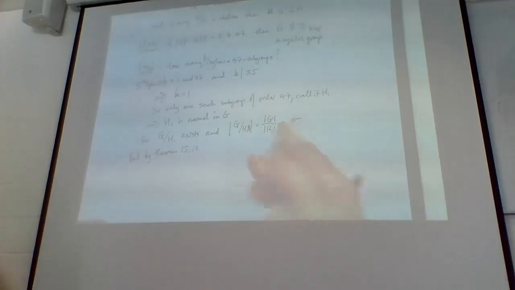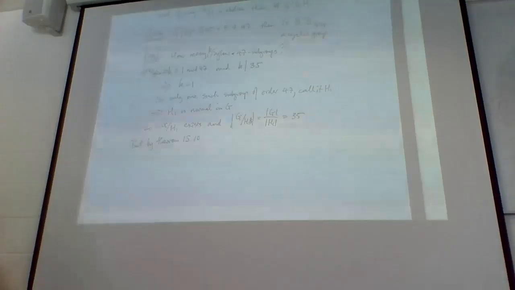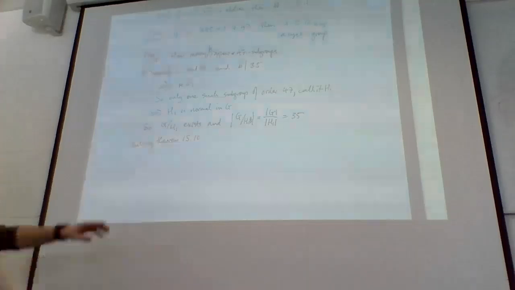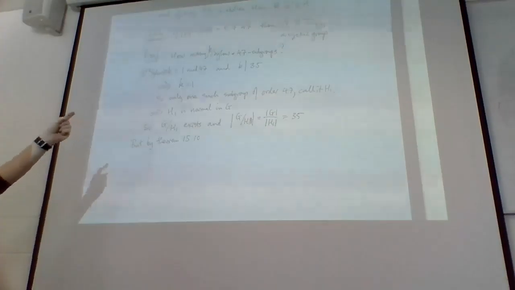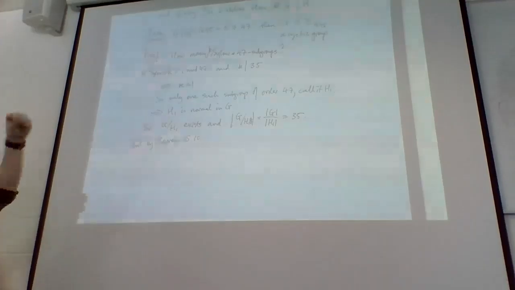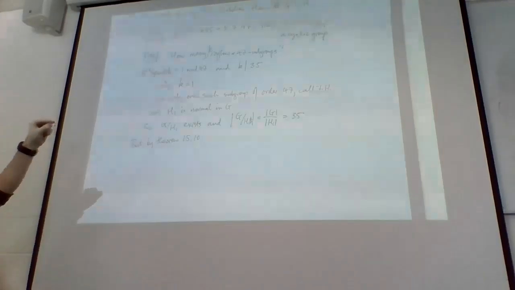Why couldn't it be a subgroup of order 35 rather than 47? Because we're focused on 47, which is one of the primes dividing the order of G. So we're focusing on the prime 47. Oh, it has to be prime.